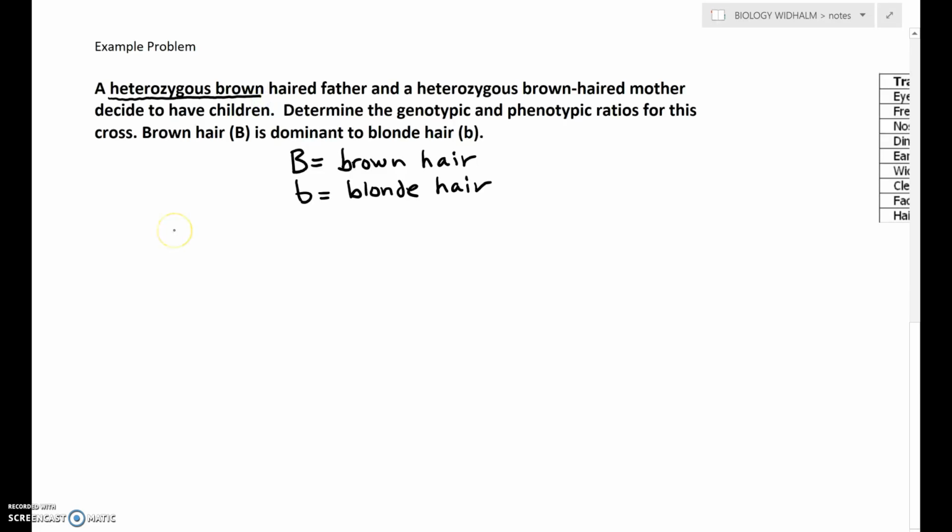So the father is heterozygous brown, so his genotype is big B, little b. We'll just write dad underneath that. And they are being crossed with a heterozygous brown-haired mother. So her genotype is also the same, big B, little b. I'm going to put mom right there.